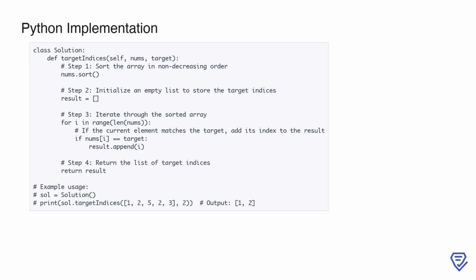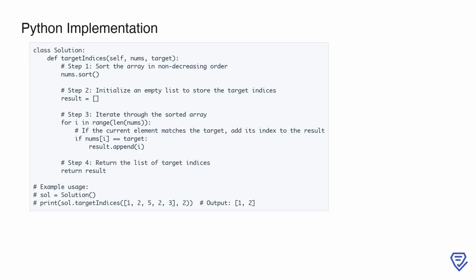Example walkthrough. Suppose the input array is nums equals 1, 2, 5, 2, 3, and the target equals 2. Sorting: after sorting, nums becomes 1, 2, 2, 3, 5. Iteration: the loop processes each element. Index 0, value is 1, not equal to 2. Index 1, value is 2, equal to 2, append index 1 to result. Index 2, value is 2, equal to 2, append index 2 to result. Indices 3 and 4, values are 3 and 5, not equal to 2. Result: the final result equals 1, 2, is returned.